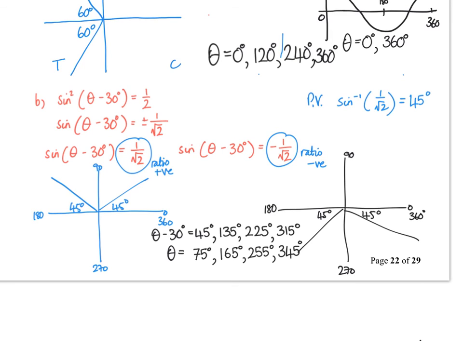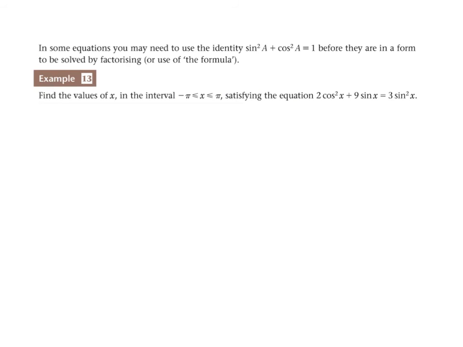Last example before exercise 10D. Find the values of x in the interval minus pi to plus pi. That actually tells me that I'm working in radians, and to satisfy this equation. Now, as you can see at the top there, we're going to have to use this identity because we've got a cos squared and we've got a sine squared. We're going to change the cos squared because we've just got a sine x here, and that means that we can form a quadratic in sine only.